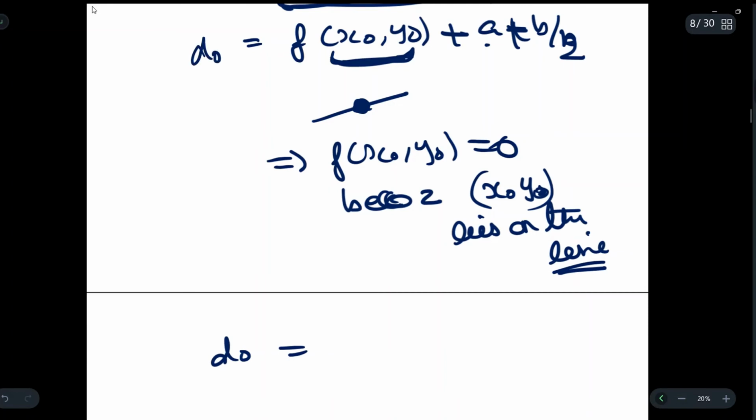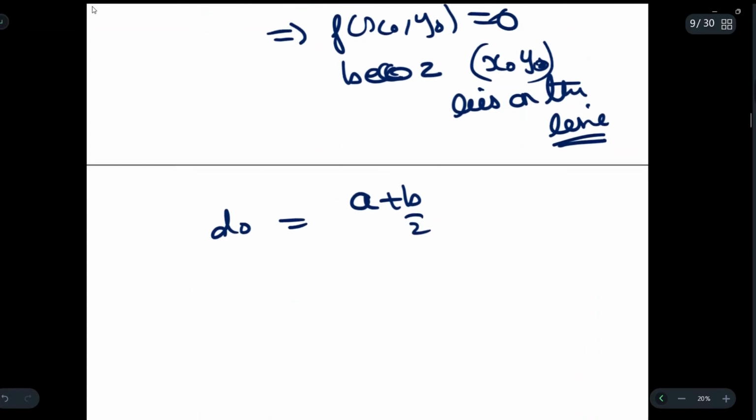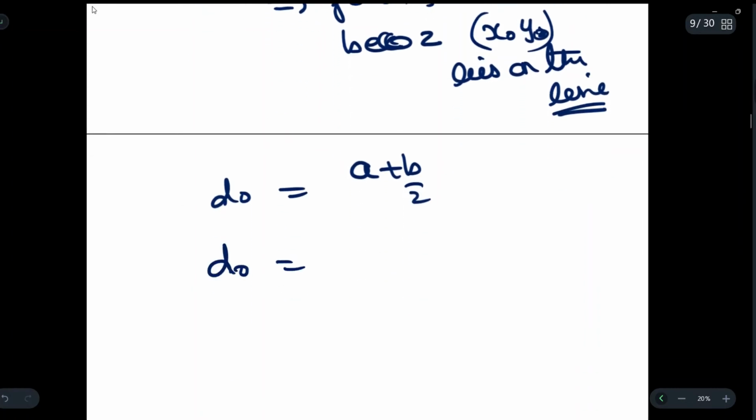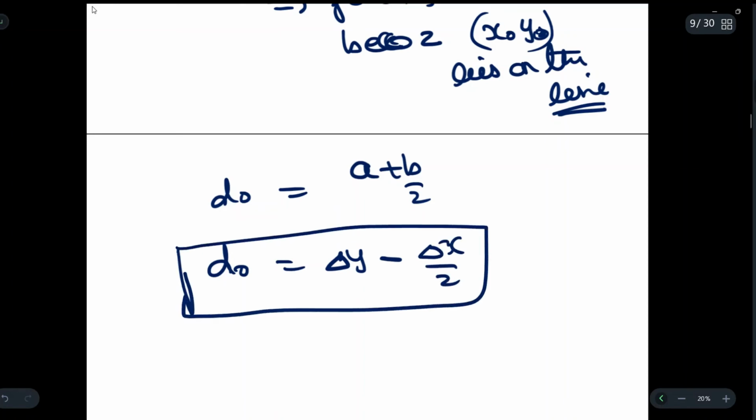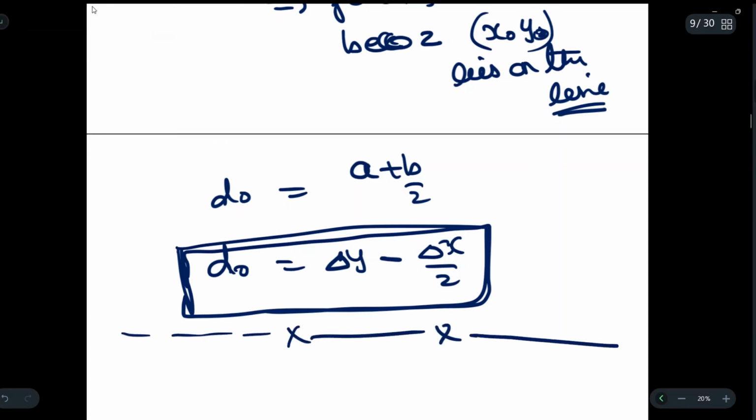So from here we will get d naught as a plus b by 2. That is, finally we will get d naught as del y minus del x by 2. So this is the value of the initial decision parameter. You can compare it with the formulas that we had written while writing the algorithm. So this is our final answer, and this is the end of our derivation for a midpoint line drawing algorithm.